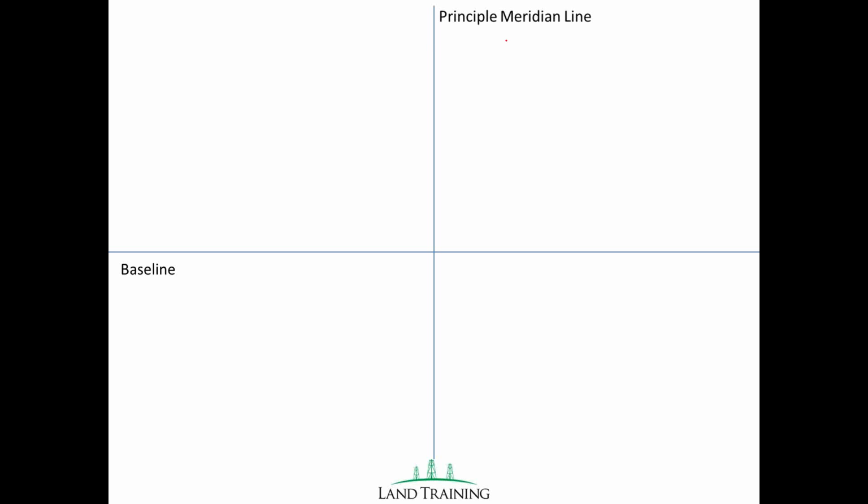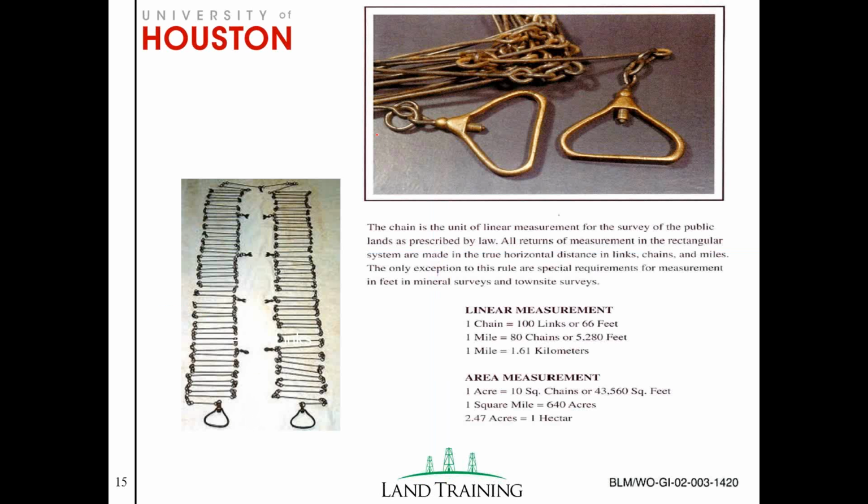Township here. Oops, township. And this is baseline or range. So what they did then was they had to mark off territories of 6 miles each. And the way they did this, the tools that they used, were these chains. This is the linear measurement that was used by the public lands as prescribed by law. And the way they worked is this entire series was called a chain. And each line in that chain was called a link in the chain.